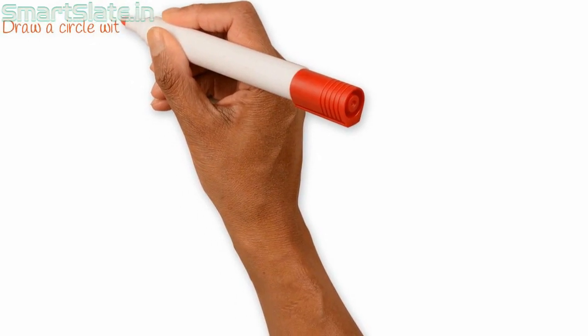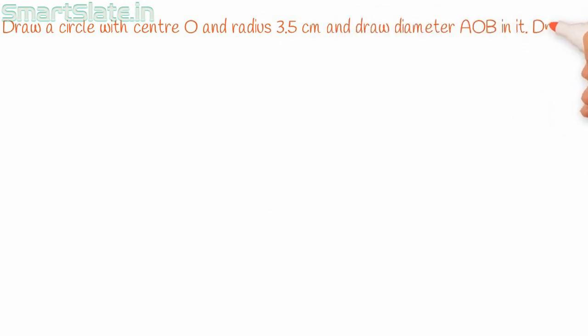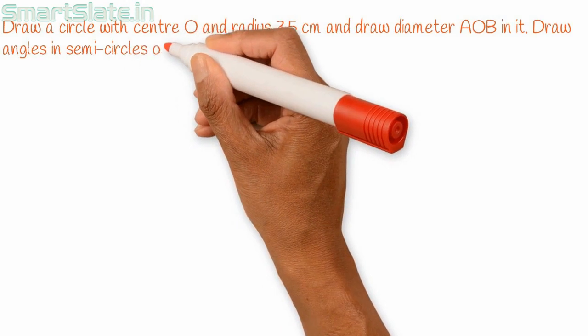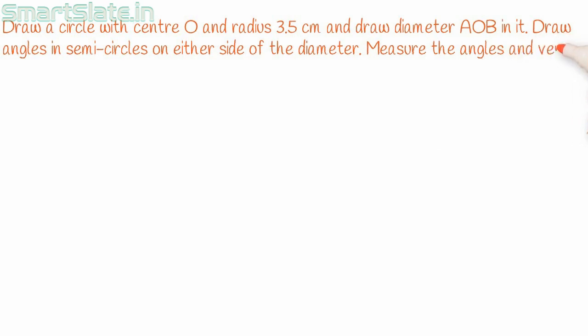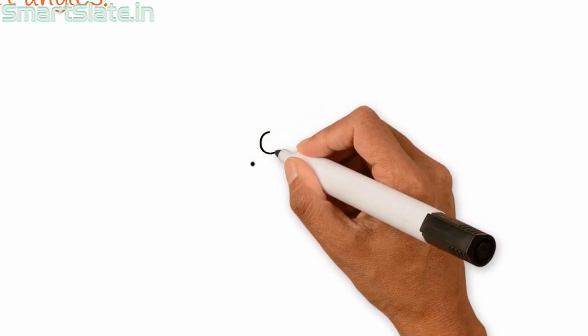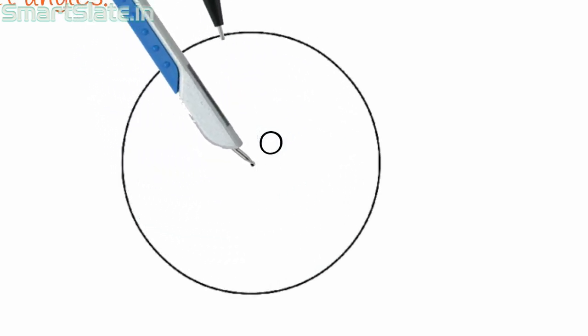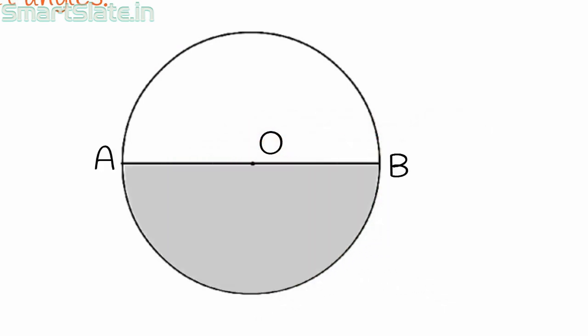Draw a circle with center O and radius 3.5 cm and draw diameter AOB in it. Draw angles in semicircles on either side of the diameter. Measure the angles and verify that they are right angles. This is point O. Considering this as a center, I am drawing circle of radius 3.5 cm. We have diameter AOB. This is semicircle. We are supposed to verify angles within this segment are always right angle.